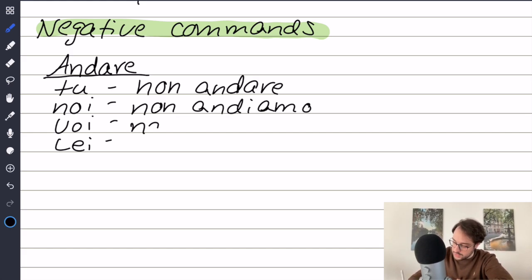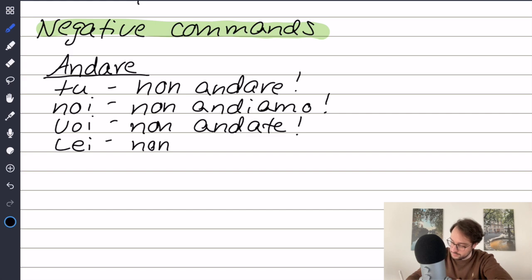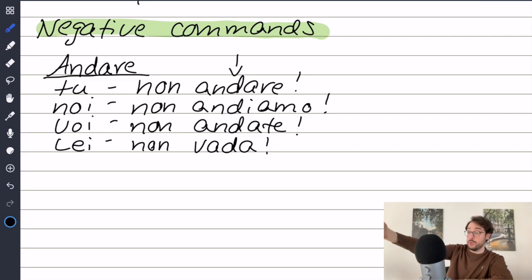Non andate. Non vada, using the congiuntivo presente form. So no matter what with lei, it's congiuntivo presente, even in a negation. There's no such thing as what we do here, where when we're talking to one person, we don't conjugate the verb. That's only with tu. The moment you get into lei, you still conjugate the verb. Okay?